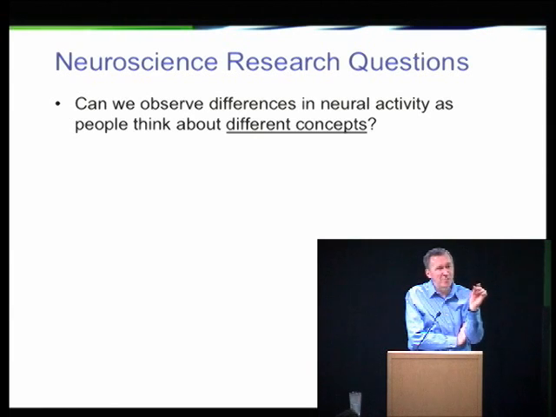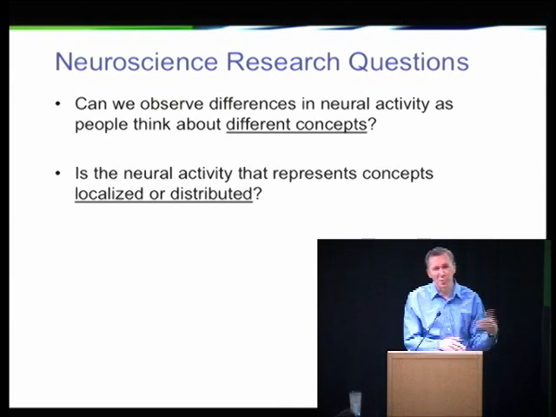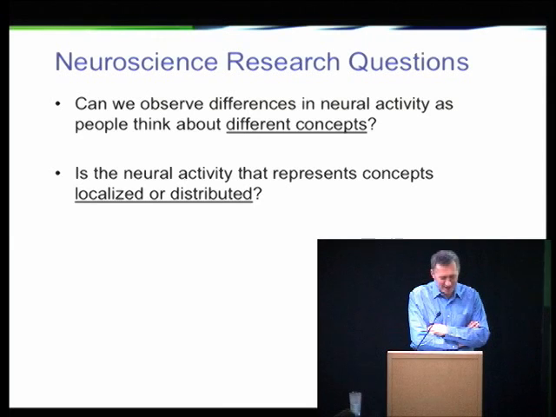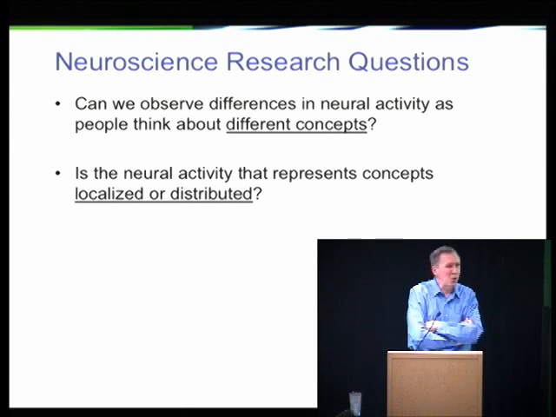Instead, a single pixel, we call them voxels because they're in three dimensions, a single voxel in an fMRI image contains about 10 to the fifth neurons. So you're not seeing anything like individuals. It's more like looking at a city. The answer to that question, by the way, is yes, or I would have picked a different topic to talk about today. But then more interestingly, is the neural activity that represents these concepts localized or distributed?